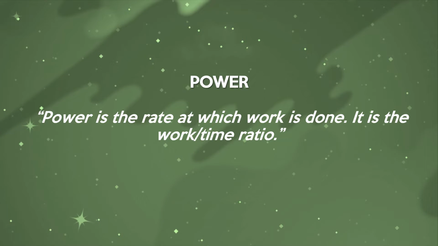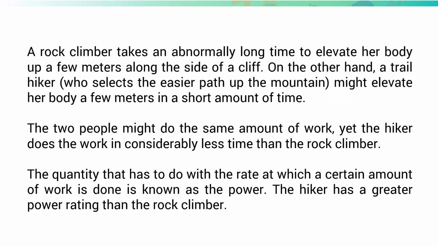To understand this better, let's have an example. For example, a rock climber takes an abnormally long time to elevate her body up a few meters along the side of a cliff. On the other hand, a trail hiker who selects the easier path up the mountain might elevate her body a few meters in a very short amount of time. The two people might do the same amount of work because they have displaced themselves the same distance. Yet, the hiker does the work in considerably less time than the rock climber.